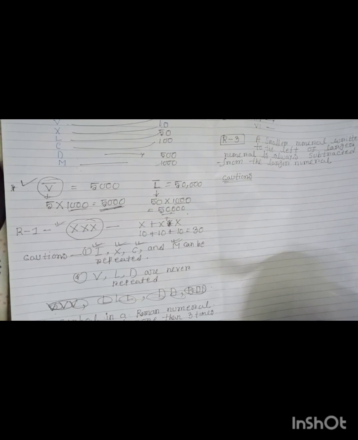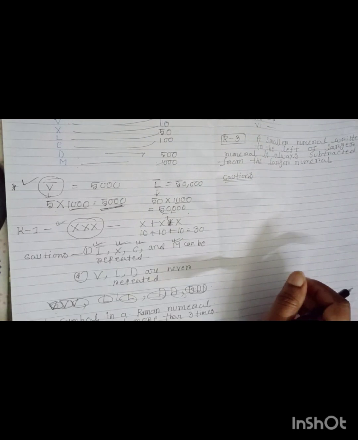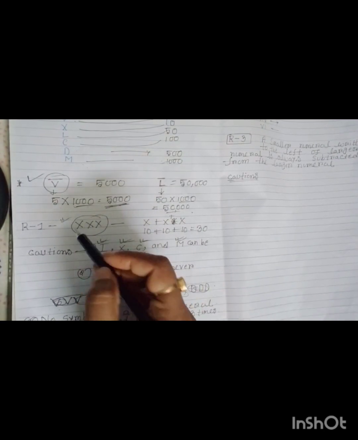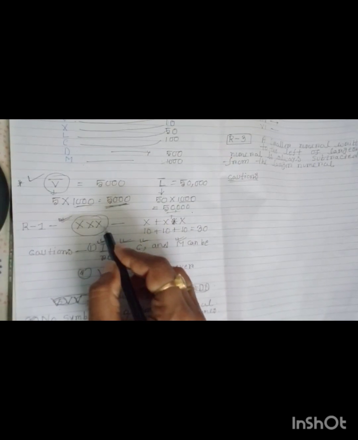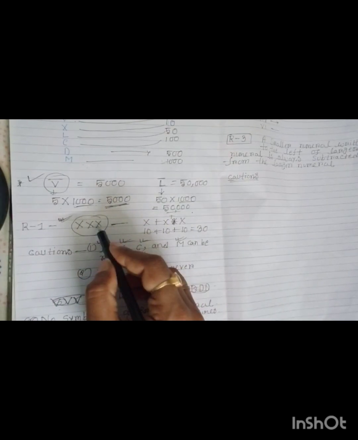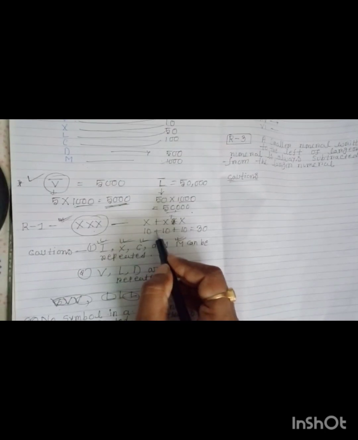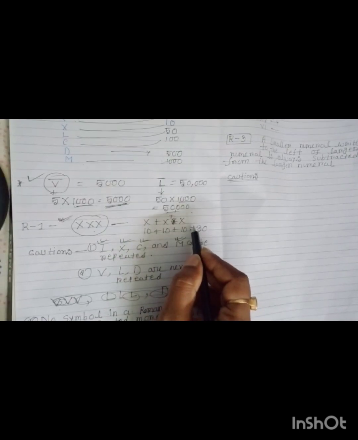And in Roman numerals there are some basic rules. Before solving any Roman numerals, first of all we have to get a clear idea about the rules. Rule number 1 says repetition of a symbol in a Roman numeral means addition. Suppose here I am taking triple X. What is the meaning of triple X? It means we have to add this triple X, and we know the value of X is 10. So after adding this triple 10, we get the sum 30.